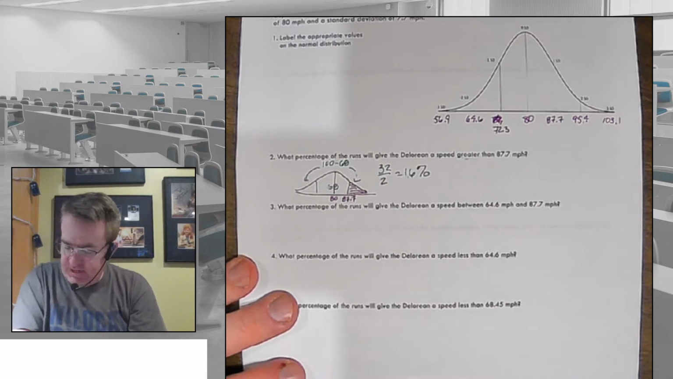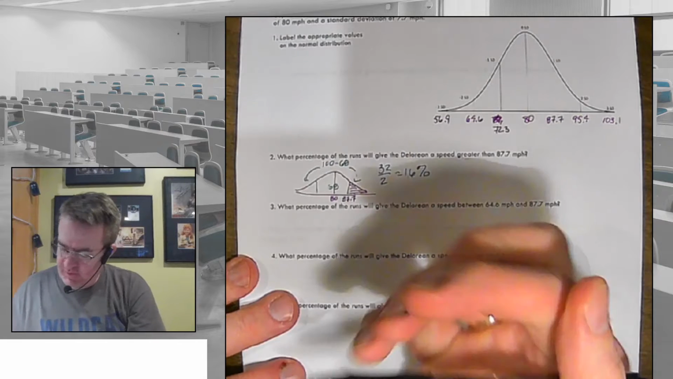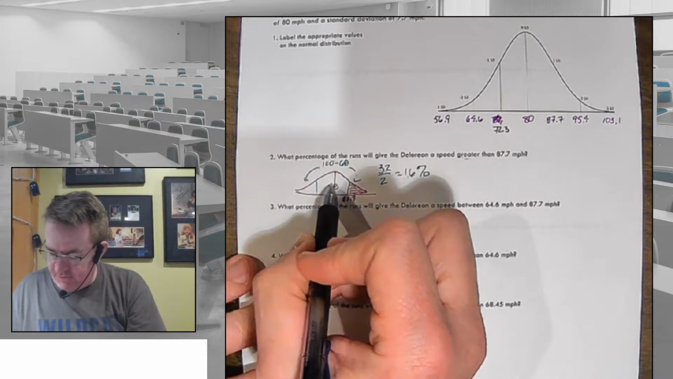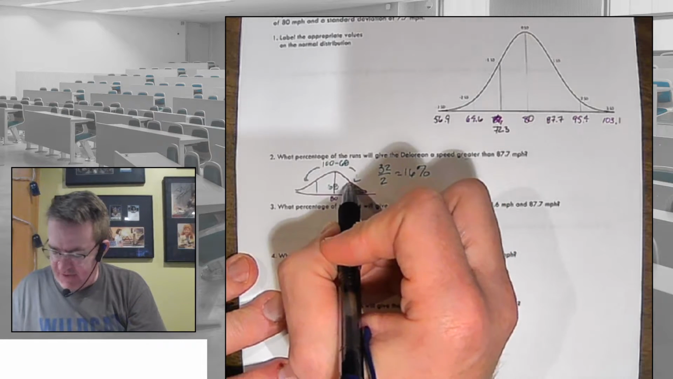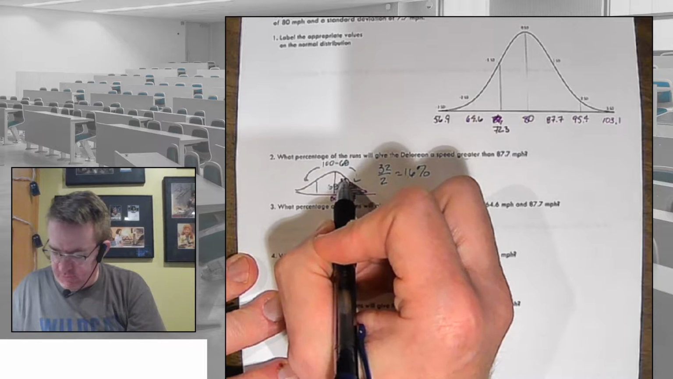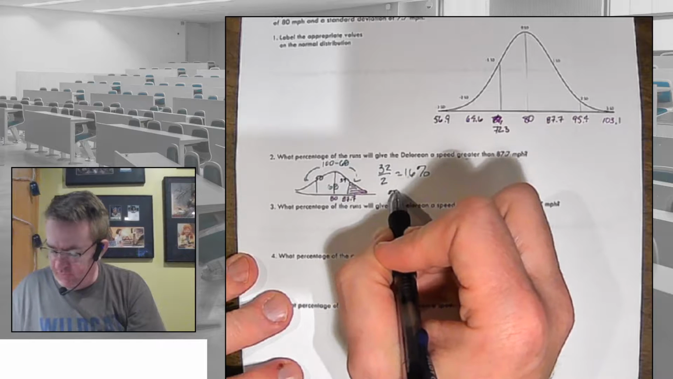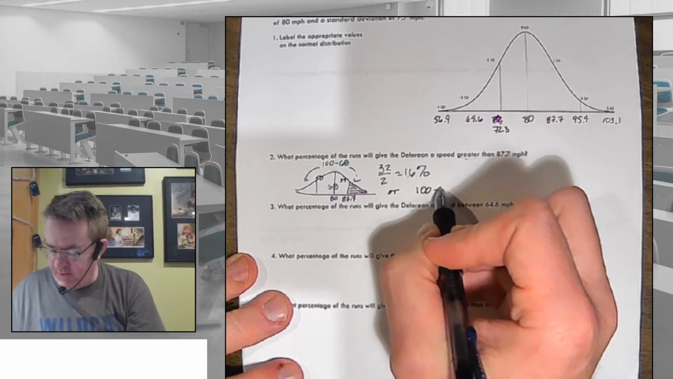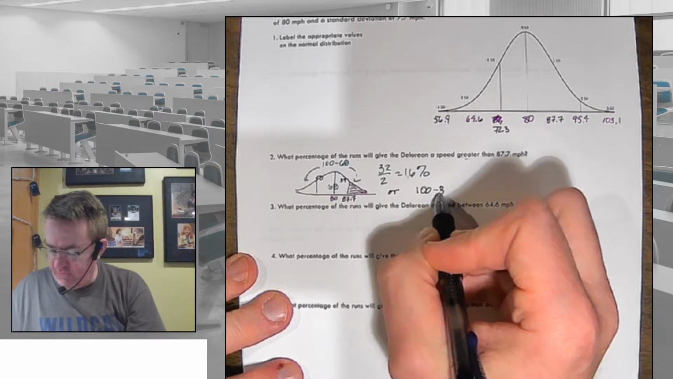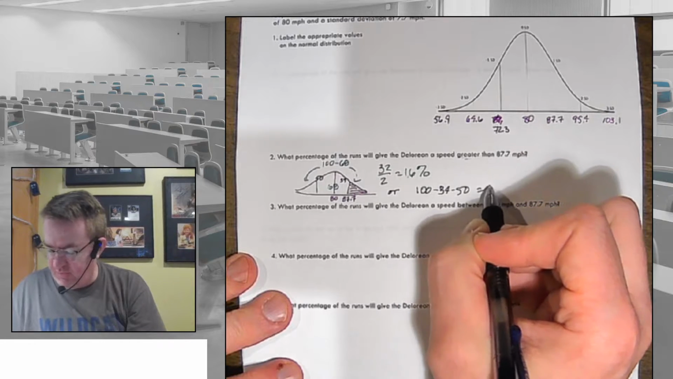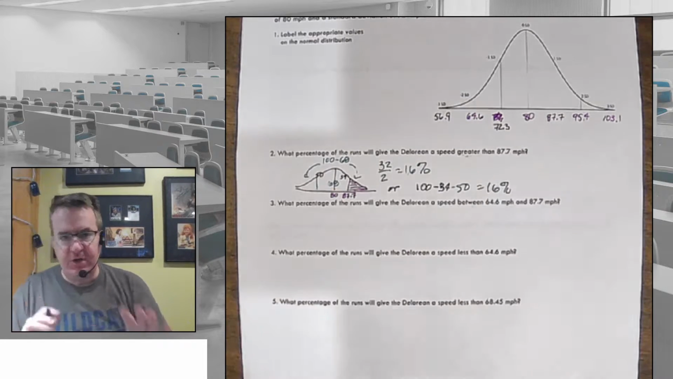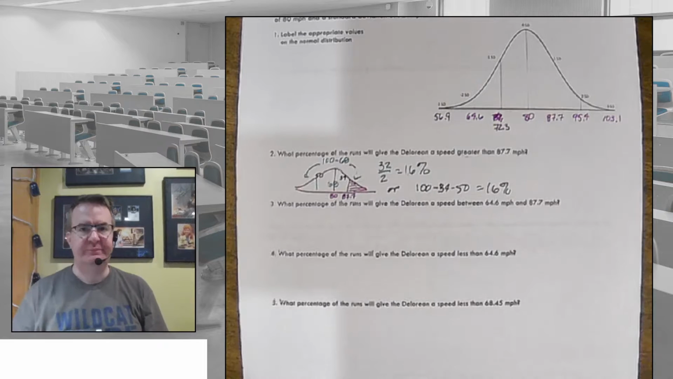Another way that I do it is I kind of think of it this way. This is 50% up to here. I know that this is half of 68, so then this would be 34. This would be 50. So then you could also do 100 minus 34 minus 50, and you'd still come up with 16%. Just so long as you can show the work, you'll be fine. Okay.